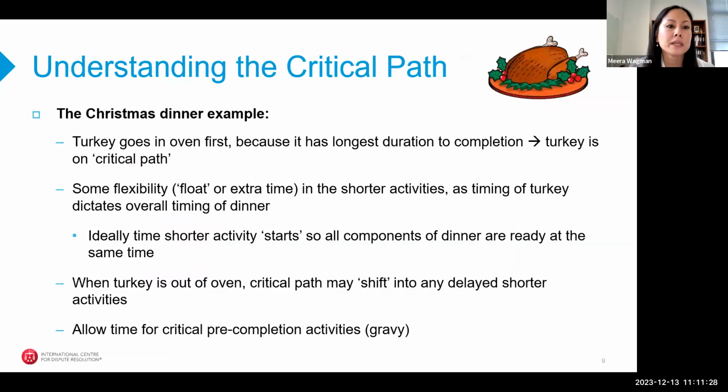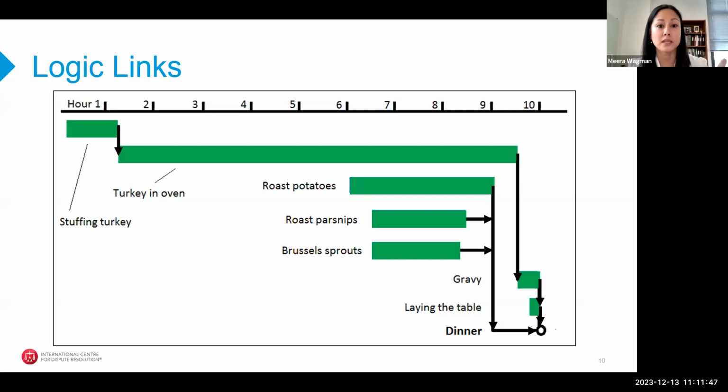Next. So with the holidays coming up, we thought it might be fun to do a Christmas dinner example, which is just a very simple example to understand how the critical path may change over time and what it really is. And so I'm not going to go through these bullets, but if we go to the next slide, I'm just going to start talking about the actual dinner. So this is the as planned or baseline schedule for the dinner.